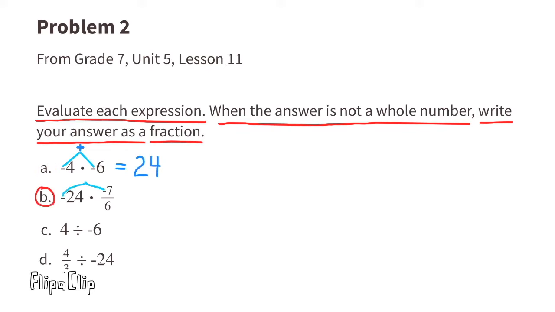B. This is a negative times a negative, so we know the answer is going to be a positive. We can rewrite it as 24 over 1 times 7 over 6. And there's some cross-canceling we can do. 6 goes into 6 once, and 6 goes into 24 4 times. Now multiply straight across. 4 times 7 is 28. 1 times 1 is 1. 28 divided by 1 is 28.